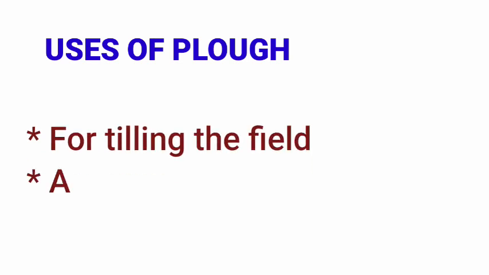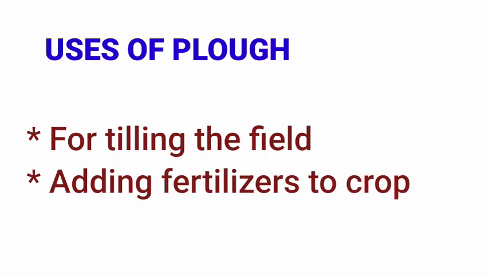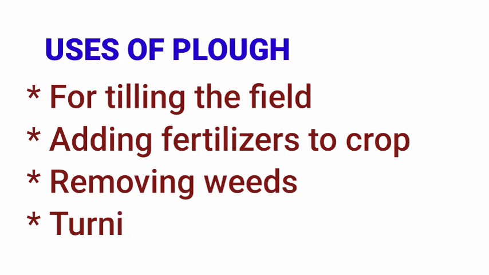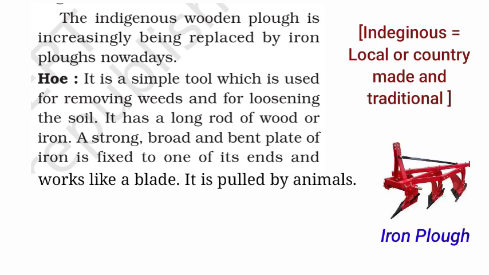Okay, here once again summarize the importance of plough, that is uses of plough. Plough is used for tilling the field or ploughing the field, adding fertilizers to the crop, removing weeds and turning the soil. The indigenous wooden plough is increasingly being replaced by iron ploughs nowadays. Let us see the picture of iron ploughs.